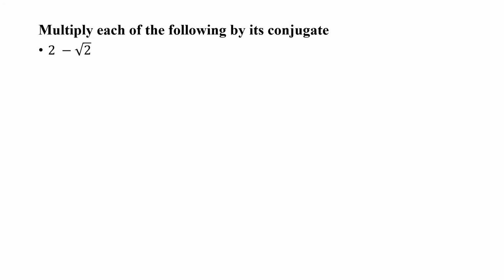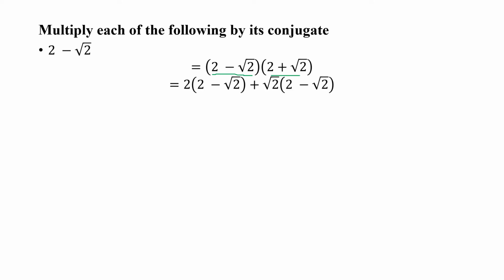So let's multiply. Just like in algebra, everything in these brackets is multiplying everything in these brackets. So this 2 is multiplying everything in these brackets like this. This 2 is multiplying everything in this 2.